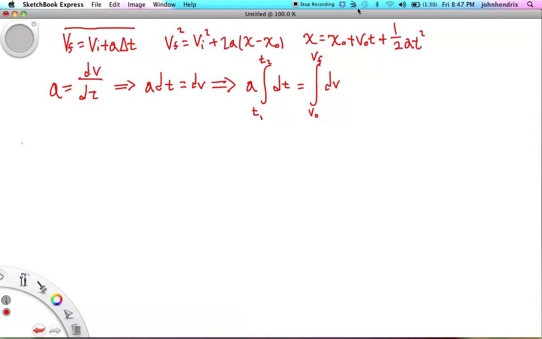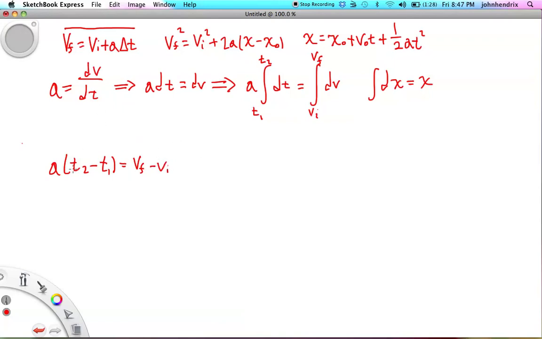And actually, since we're already calling our original velocity v initial, I'm going to change v naught to vi. Okay, and you should remember from calculus that the integral of dx is just equal to x. So when we plug in the bounds, we see that both of these integrals just become the difference of their bounds. And we can show that a times t2 minus t1 is equal to v final minus v initial.